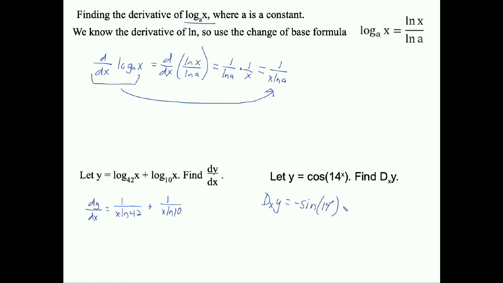Well, the derivative of 14 to the x, that is not this one. That's the other one we just looked at, which is going to be the natural log of 14 times 14 to the x. So a pretty ugly looking derivative, but that's the answer. You have to use the chain rule. Derivative of cosine is negative sine times the derivative of 14 to the x, which is natural log of 14 times 14 to the x.